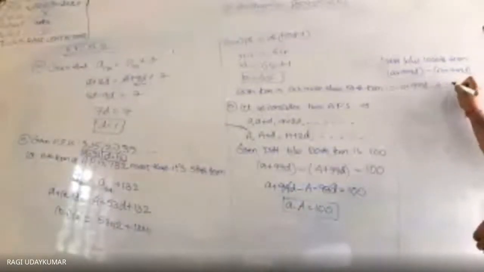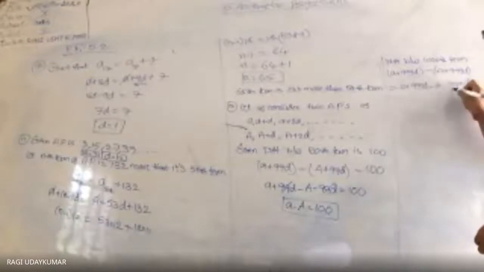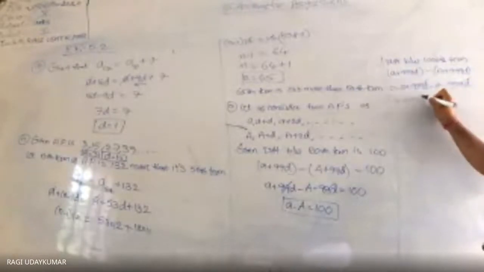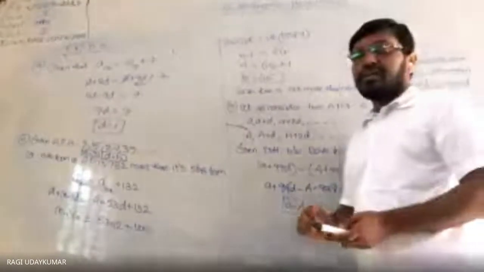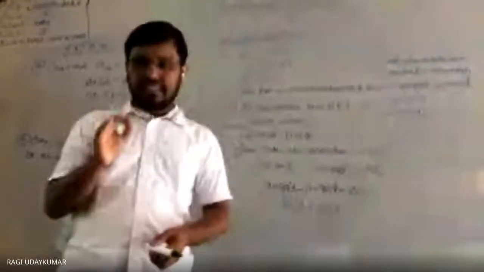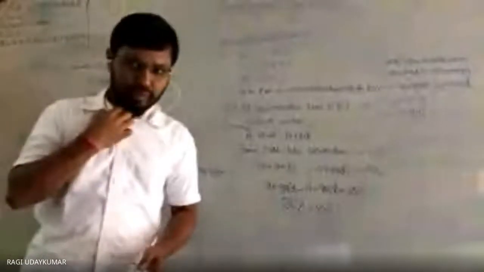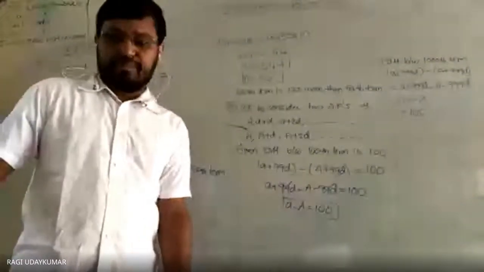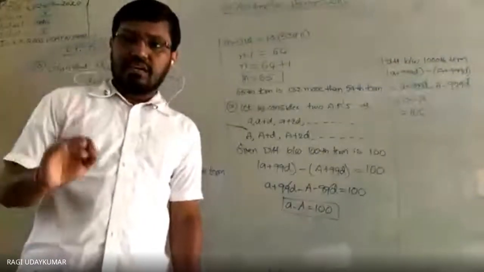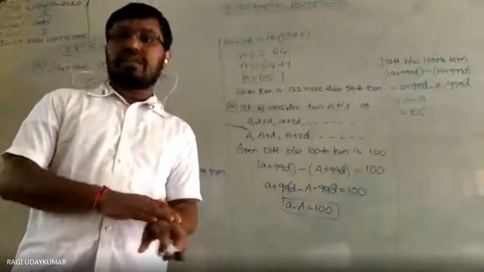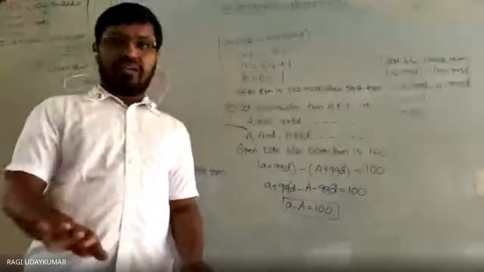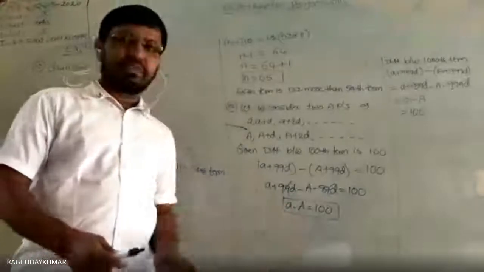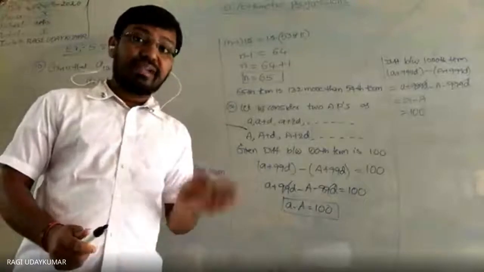Clear ho jayega, thoda wait kar lo. These two will cancel. Then again A minus A you will get. A minus A will be equal to 100. So do remember that if the common difference is the same for the arithmetic progression, whatever two terms you take, any two terms, the difference will be 100 only, because that difference is the difference between their first terms.